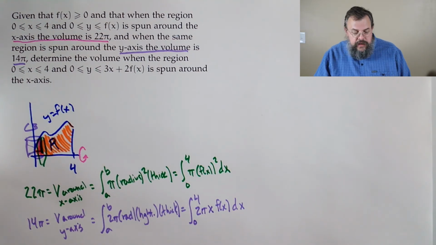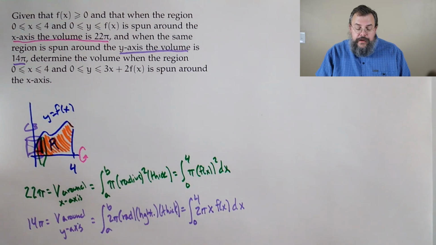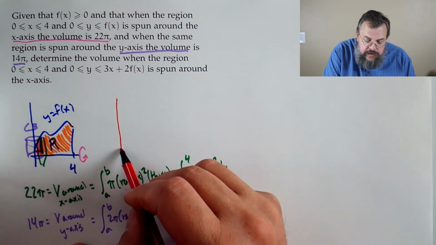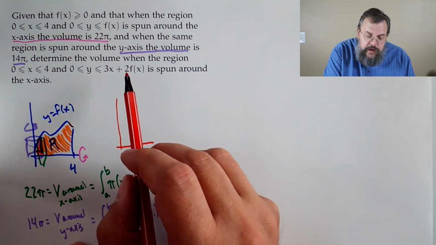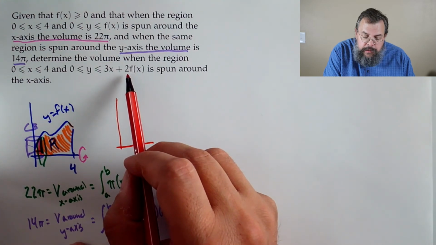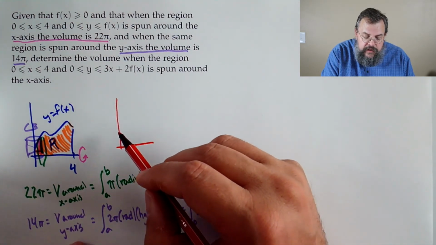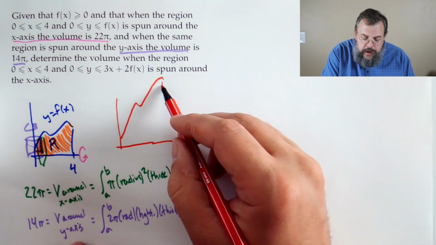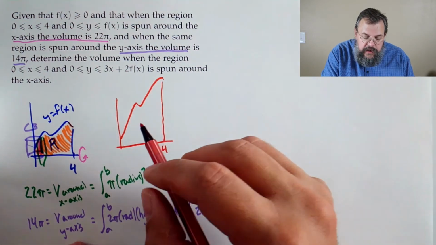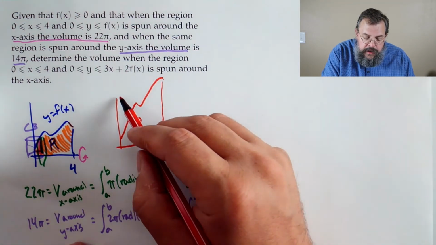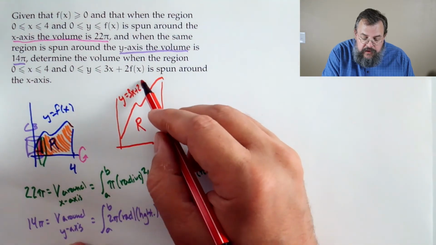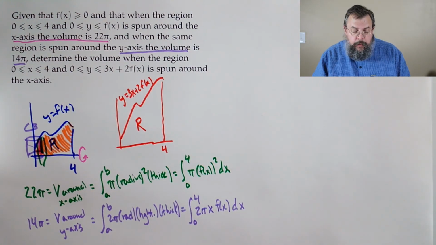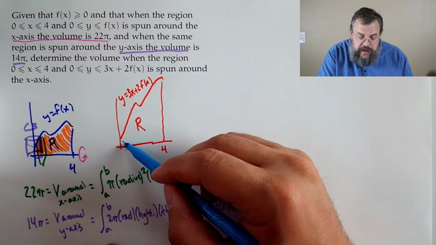So the question says, determine the volume, all right, so we're doing a volume, when this new region, now our new region is not the same region. So what's happening? Well, we're making the f of x taller, we're doubling it, and then we're also adding this 3x here. So it's going to be, going something like that. So it's a lot taller up. Okay, so here's our new region R, where we have y equals 3x plus 2 f of x. All right, so we're going to spin our new region here. Where? Well, we're going to spin it around the x-axis.